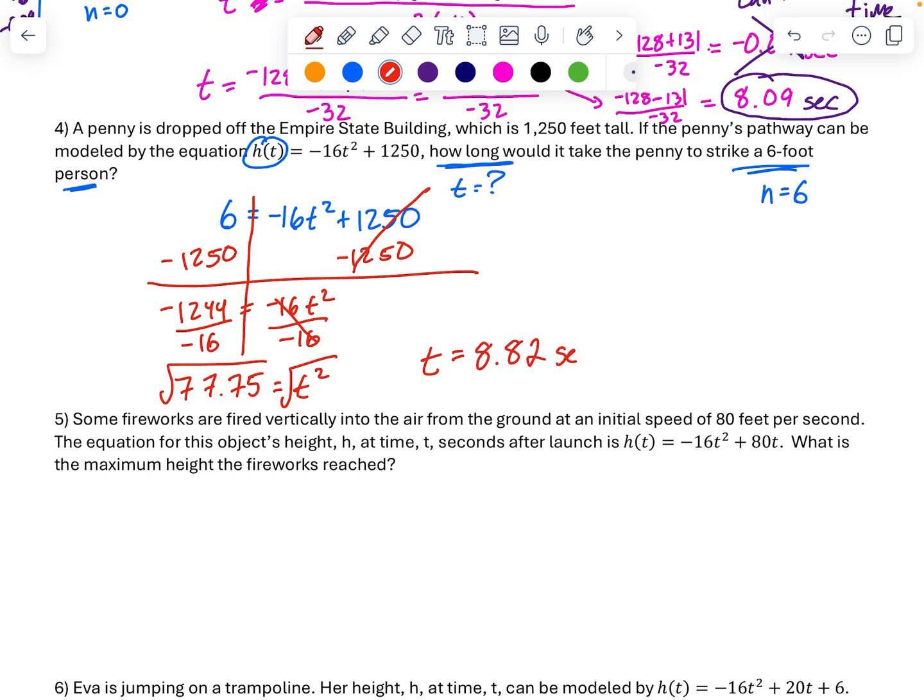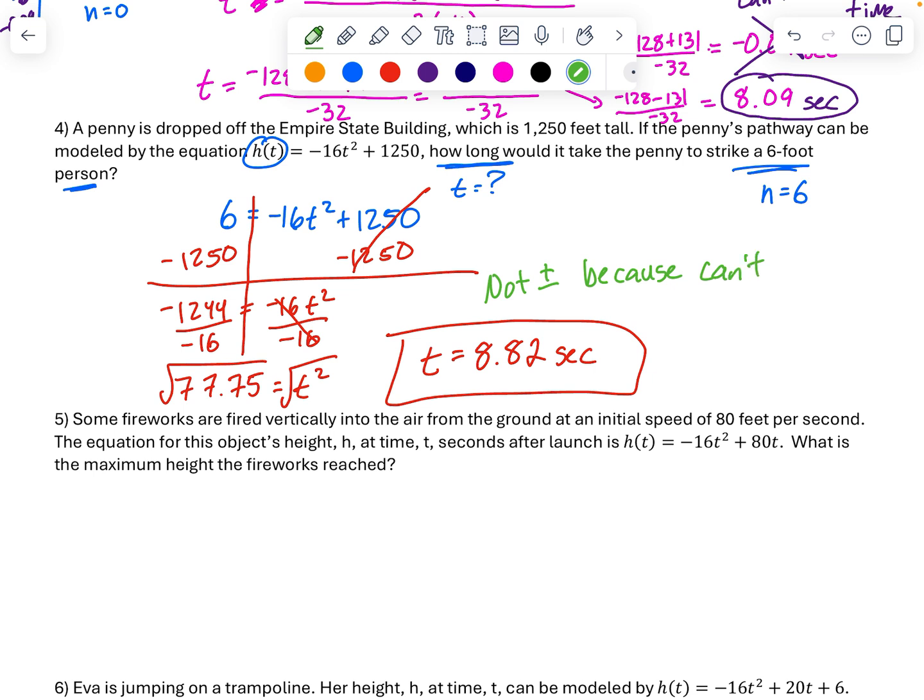8.82 seconds. But wait, you might say, Miss Pinkston, you need a plus or minus. However, it's not going to be plus or minus because, can we have a negative time? No. Because you can't have a negative time, we only want the positive answer, not the negative answer. So in a non-story problem, yes, we need the plus or minus, but in this scenario, only the positive answer makes sense.